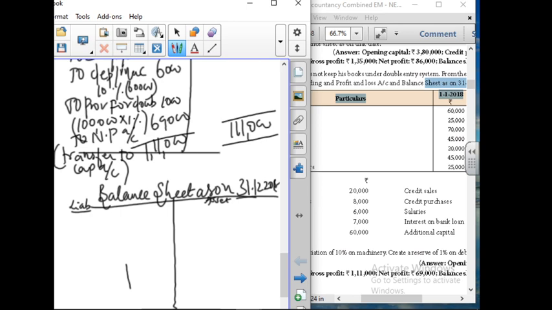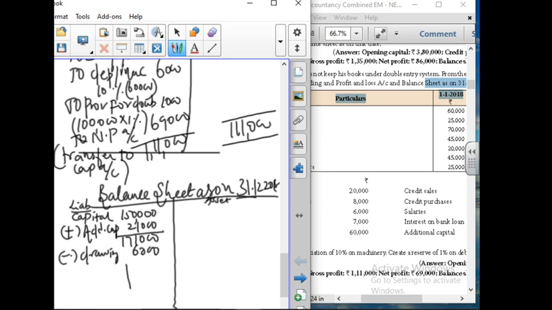First, capital 1,50,000, and add your additional capital given in the question. Along with the capital, we are going to add the additional capital 21,000. So your total comes around 1,71,000. And drawings, you have to minus it.